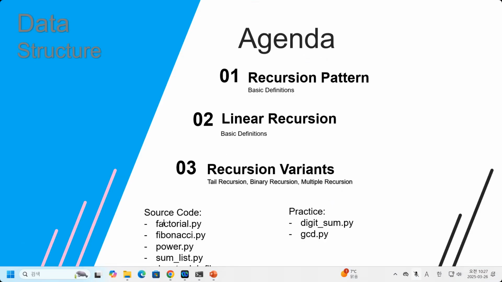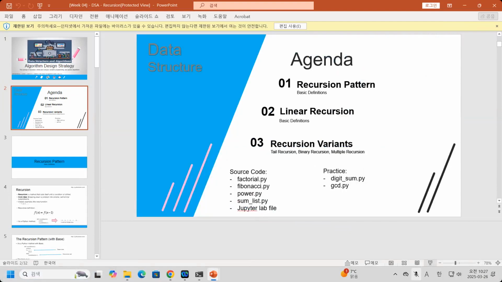In the class, I give you the source code. You can check later the factorial, Fibonacci, power.py, list.py, and there are two codes. This is for the practice. So you can see later in the column.